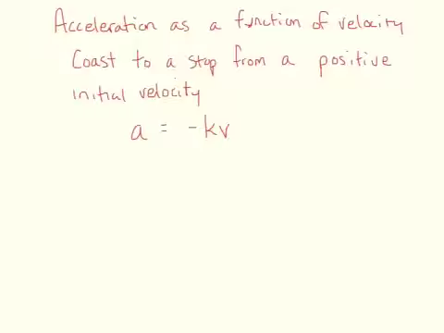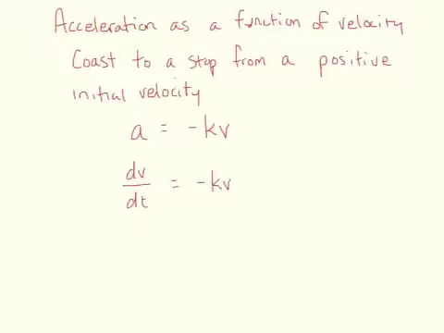Now, if you remember, acceleration is actually the derivative of velocity with respect to time. And so we can write that dv over dt equals negative kv. And so what we've just written is what's called a differential equation. And by solving this differential equation, we can actually develop an equation for velocity as a function of time.